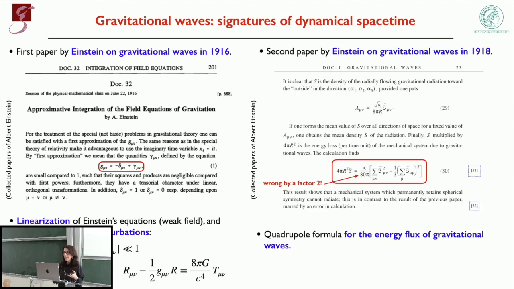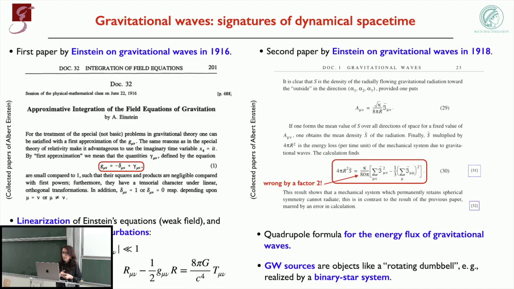Einstein made a mistake in the first paper. He didn't get the degrees of freedom of the gravitational waves right, but he corrected that in a subsequent paper in 1918, where for the first time he derives in the correct form, although there is a factor 2 wrong in the formula, the energy flux, how much energy in gravitational waves is emitted, and its dependence on the multipole moments of the source. And the first multipole moment that appears is the quadrupole.